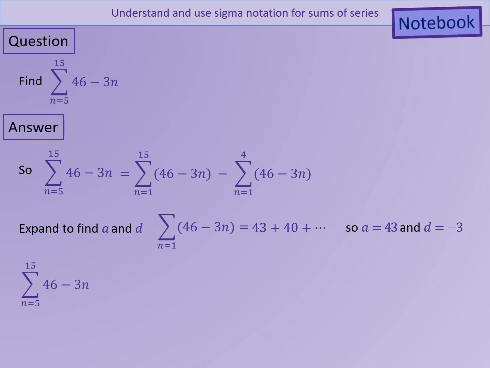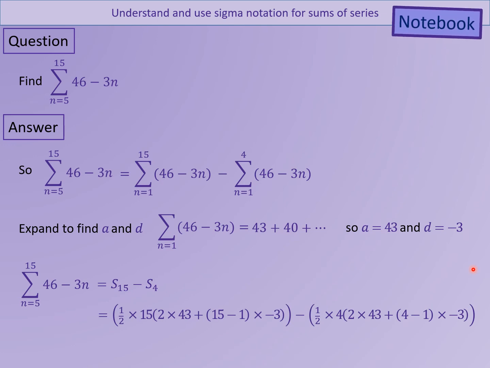We can now see that this sum will be S15 take away S4. This is S15, the sum of the first 15 terms, and this is S4, the sum of the first 4 terms. We can use the formula for Sn from the formula book, a half n brackets 2a plus n minus 1 d, substituting in n equals 15 and n equals 4. So substituting in n equals 15 gives us this, along with the a and d values from above. Substituting in n equals 4 gives us this.